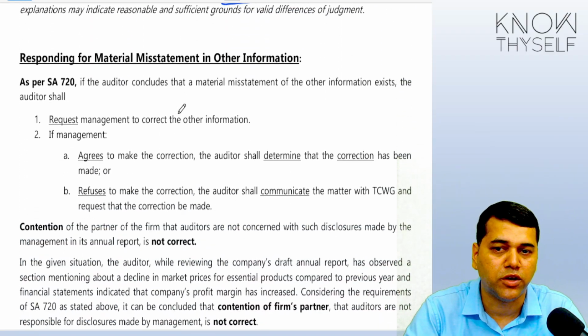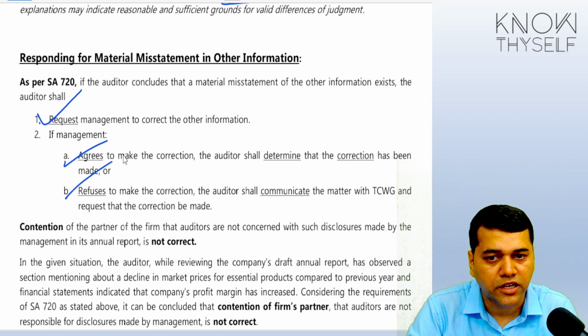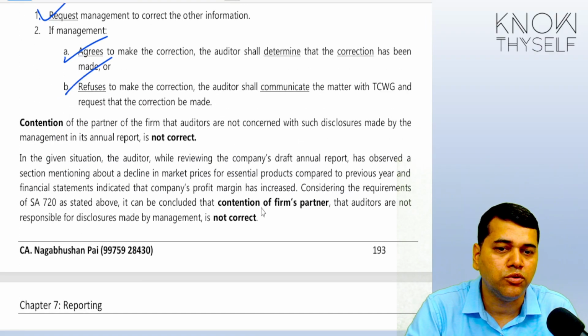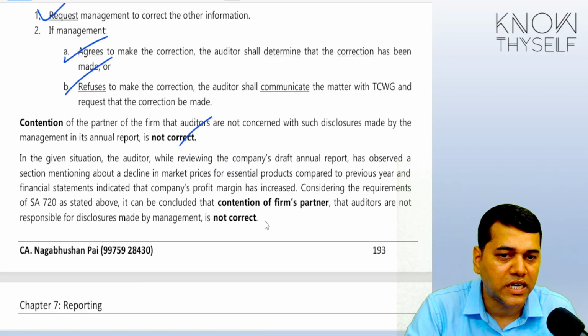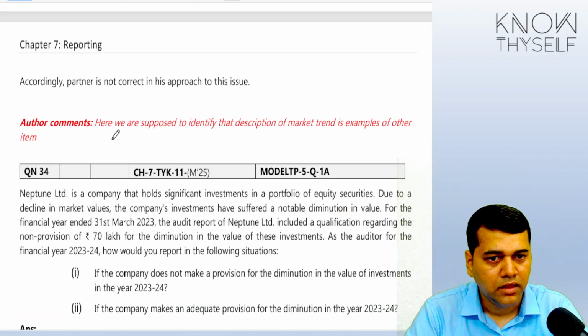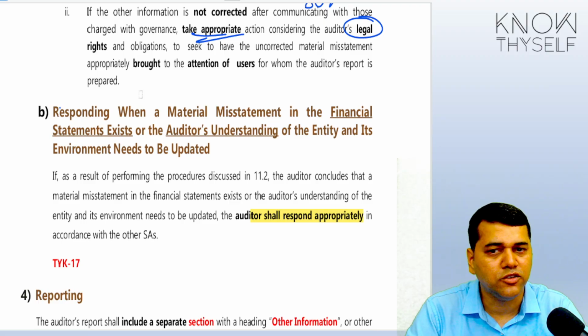So how should you respond now? First, you request the management to correct. If management agrees, verify; if it refuses, communicate to TCWG. If not corrected, then you have to modify your audit report. So the contention of the firm's partner is not correct. I hope it's clear. Yes, easy question.